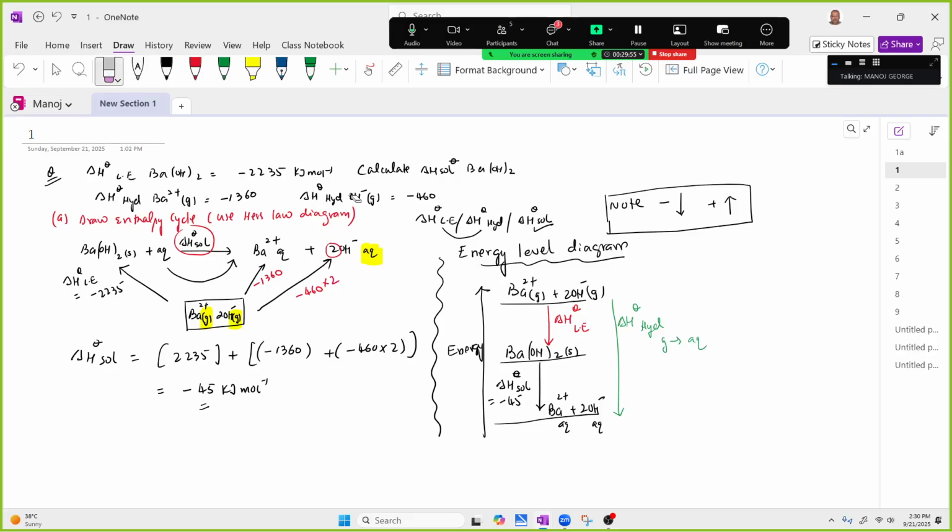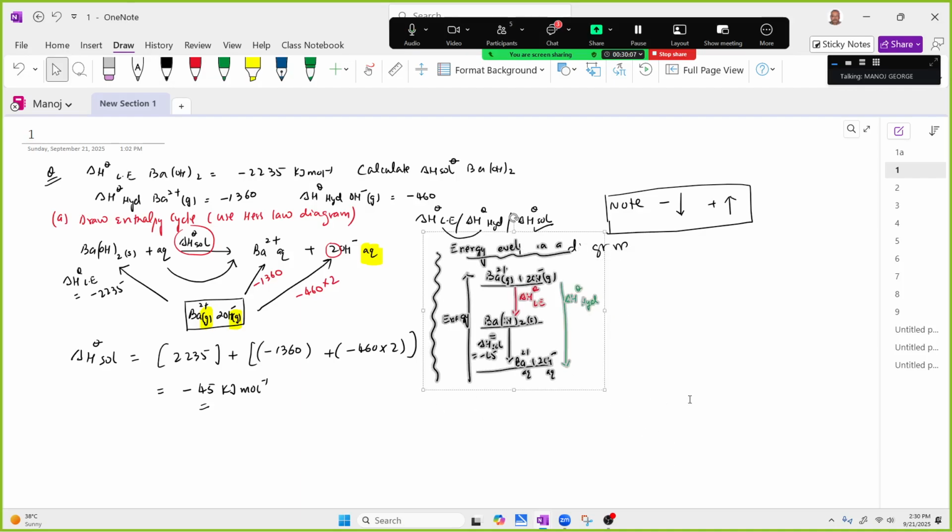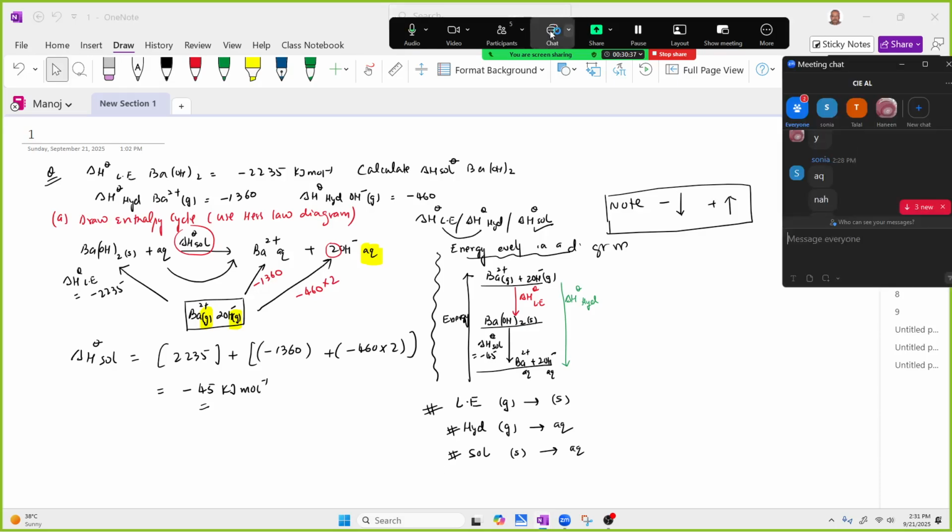Okay, so let me make a note here. Hopefully this will make you more comfortable. Whenever you make this kind of energy diagram, what you have to remember is this very important concept. When it comes to lattice energy, you must remember gas changes to solid. When you talk about the hydration, you must remember gas changes to aqueous. When you talk about the solution, you must understand the solid changes to aqueous. Please don't forget this. Until you remember this, it's very difficult for you to draw the diagrams, and you will end up, unfortunately, making a mistake.